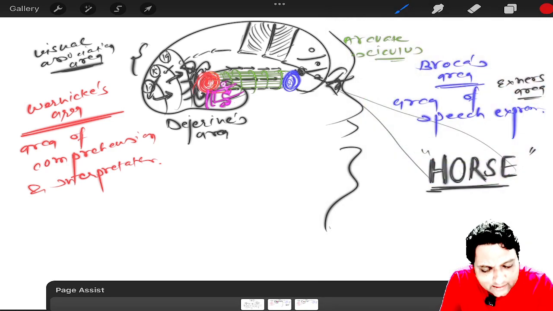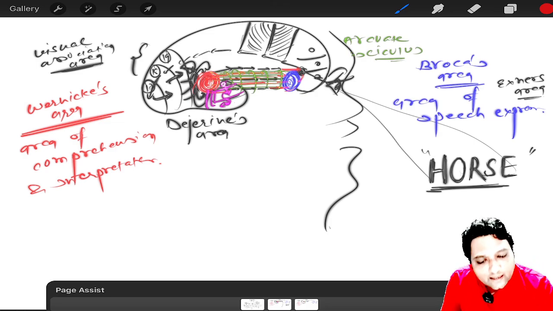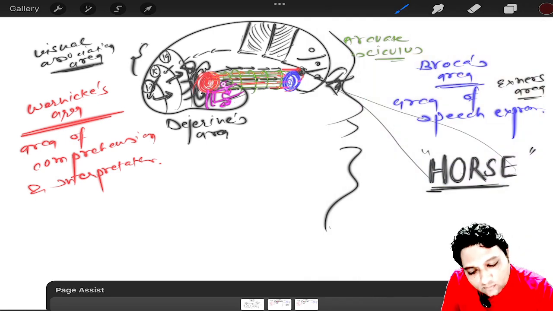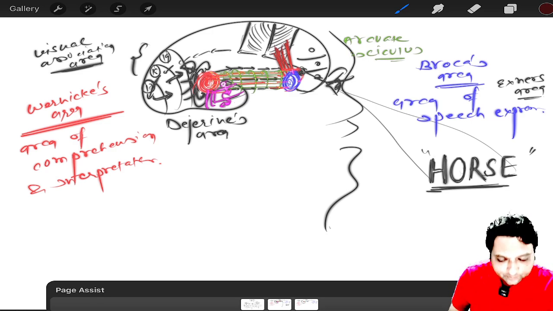Now from this Wernicke's area, this sensory information goes to Broca's area, and this information goes to Exner's area, and from Broca's area and Exner's area, fibers are projected to motor cortex. Okay, clear?